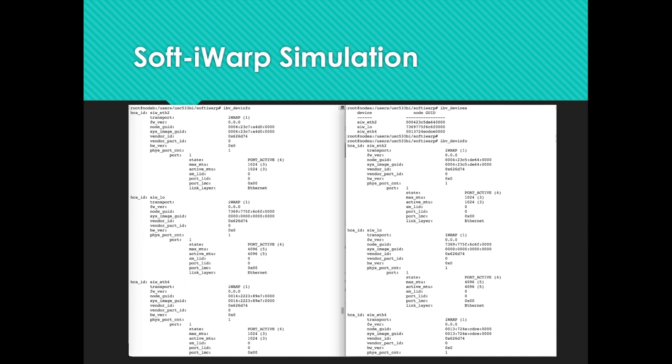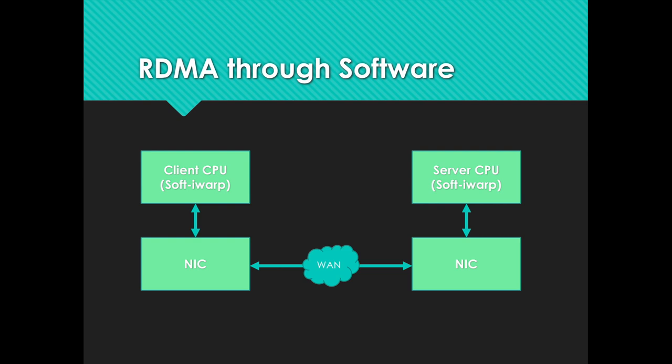Here is the setup of our software experiment. We install SoftiWARP on both ends and try to send RDMA packets from the client CPU to the server CPU.